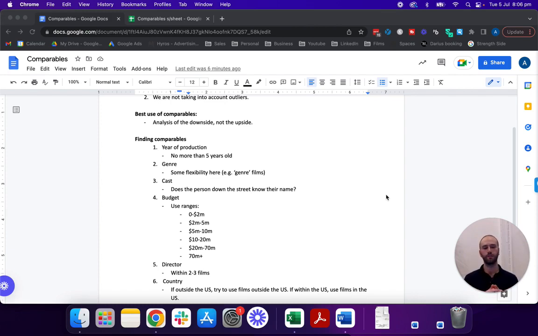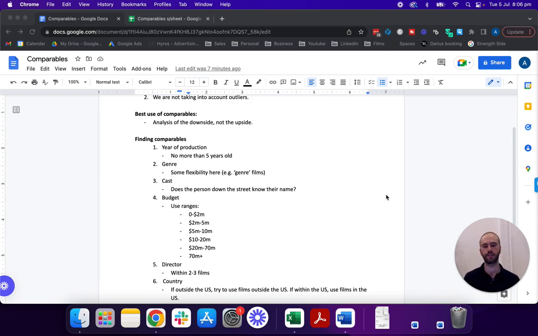So for example, genre films you can group together in some way. So I'm going to take you through this in practice just to see how it works. But I want you to know that you can be a bit more flexible here, especially if you're looking at films that are like cross genres.